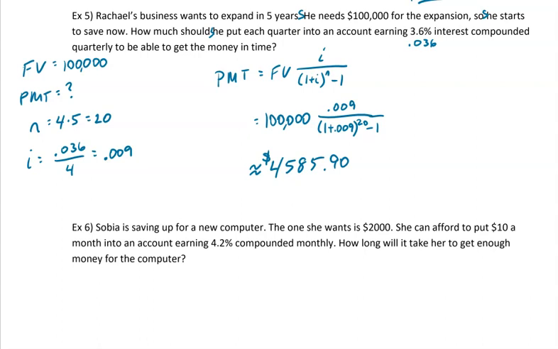All right, so in order to get $100,000 over those 5 years, that's the payment she'd have to put in each quarter in order to get there. All right, let's look at one more.